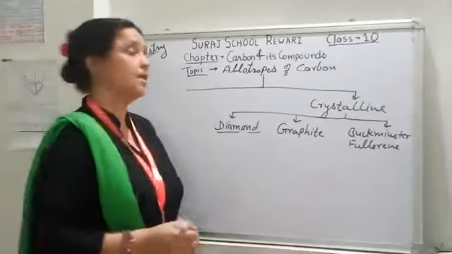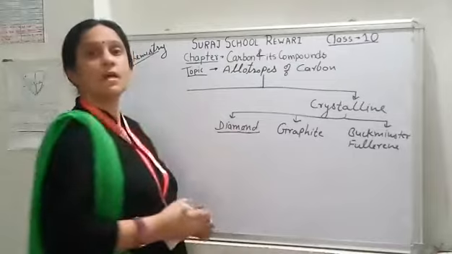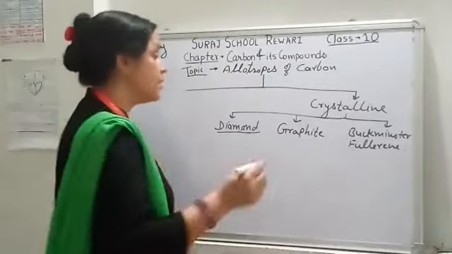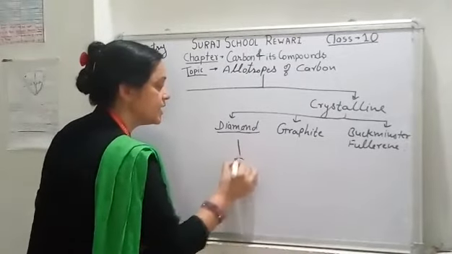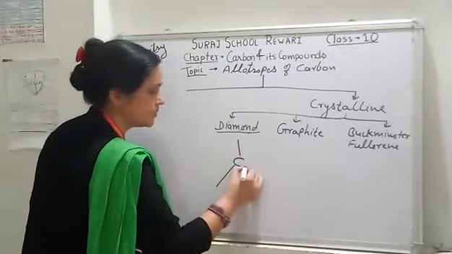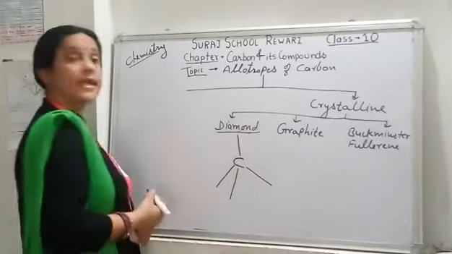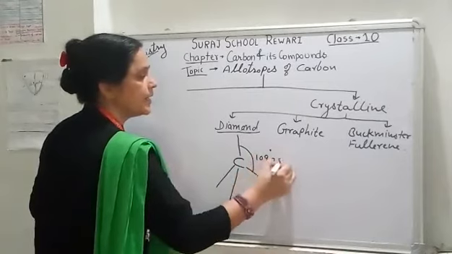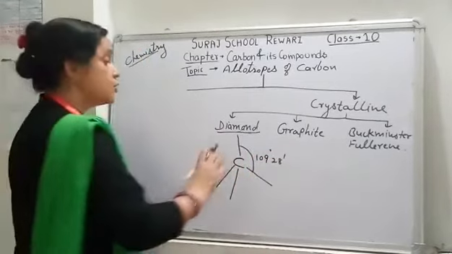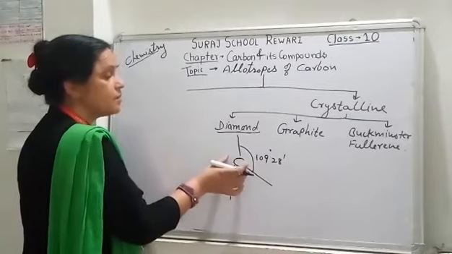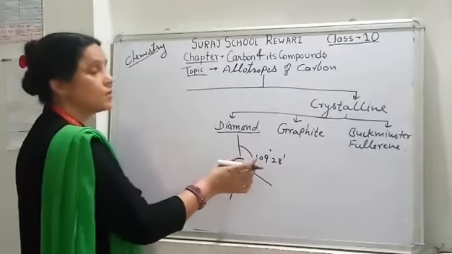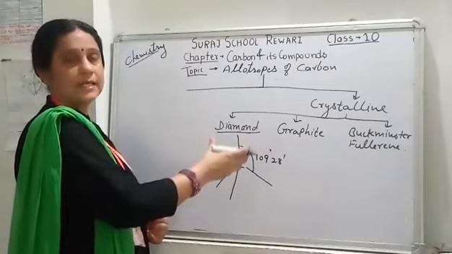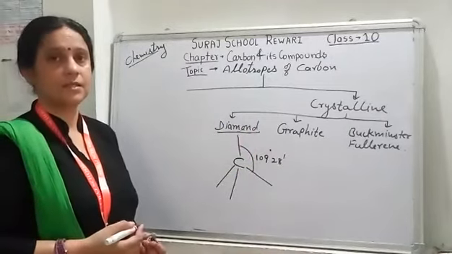Diamond. Diamond is a shiny physical form of carbon. In diamond, all the carbons are arranged in a tetrahedral arrangement, in which the bond angle is 109 degree 28 minute. So due to the tetrahedral arrangement, carbon uses all its 4 valence electrons for bonding. That's why no free electron is available, so diamond is a bad conductor of electricity.